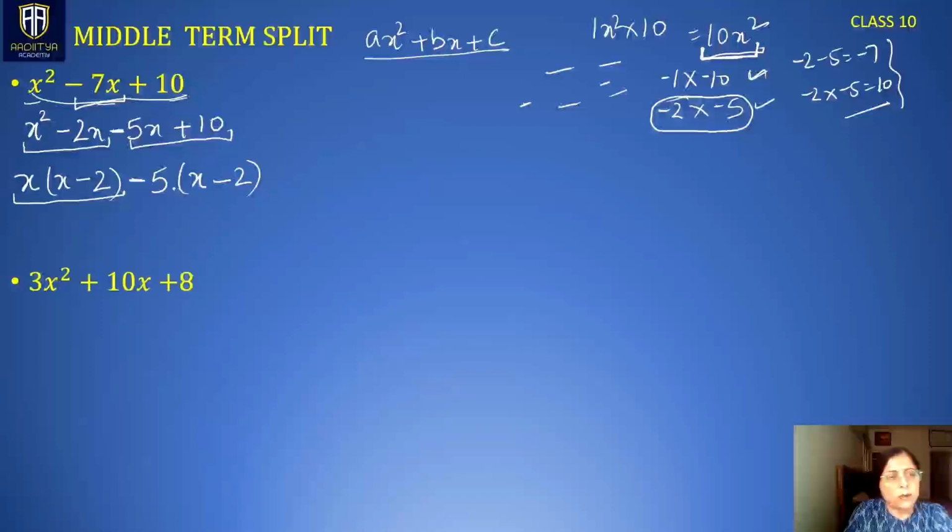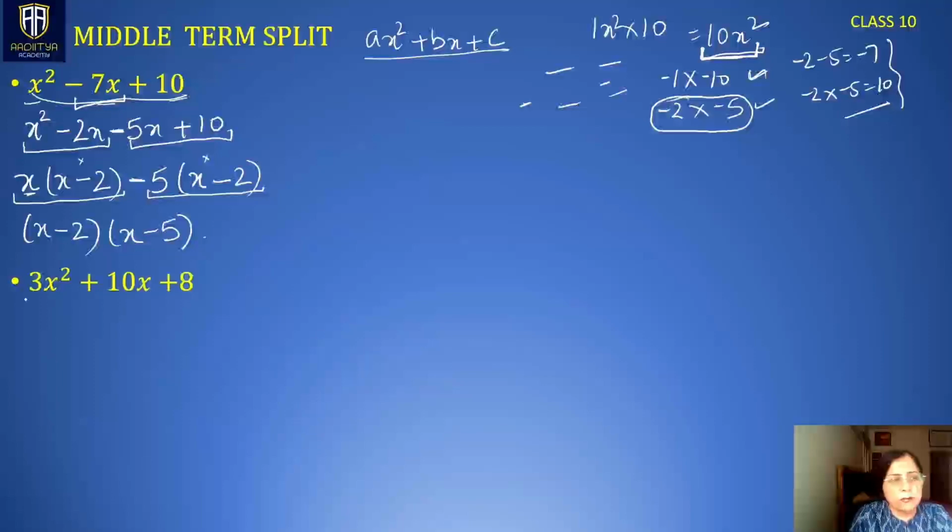After this, you have got these two expressions now. In these two expressions, we can see the bracket of x minus 2 is common to both. So I can take x minus 2 common. After that, in a bracket, when this is taken out, we are left with x. And when this is taken out, we are left with negative 5. So this is the method of factorization with the middle term split method, right? Let us have one more example.